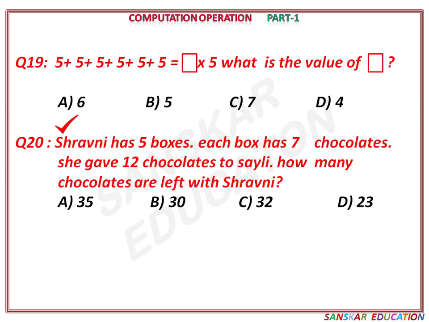Next question. Shravani has 5 boxes. Each box has 7 chocolates. She gave 12 chocolates to Saili. How many chocolates are left with Shravani? Options are 35, 30, 32, 23. Option D is the correct answer.